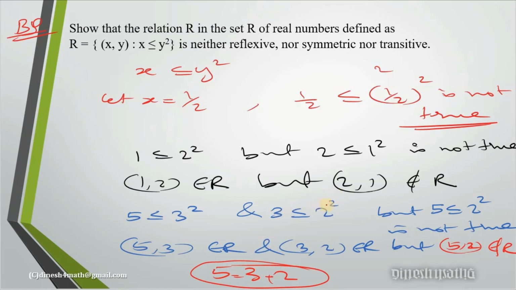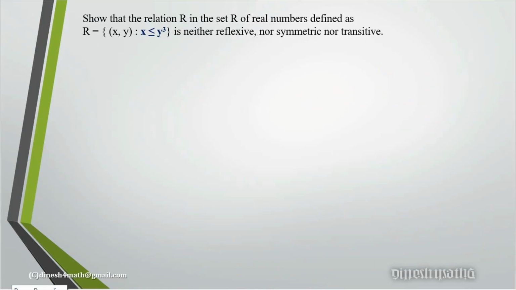So this is another very important question to prove that it is neither reflexive nor symmetric nor transitive. We will move on to another question. This is almost very similar to the previous question. This is also a board question. Easily you can say this condition is x less than or equal to y cube. Again, when you are cubing, the number should become smaller. So the same example you can use.